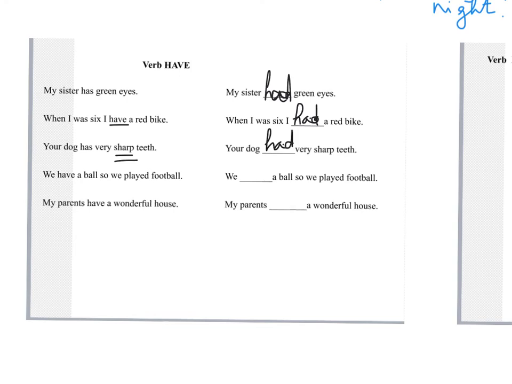We have a ball, so we played football. We have no is with had because played is in past. My parents have a wonderful house. My parents had a wonderful house. Okay, now let's practice the verb to be right now.